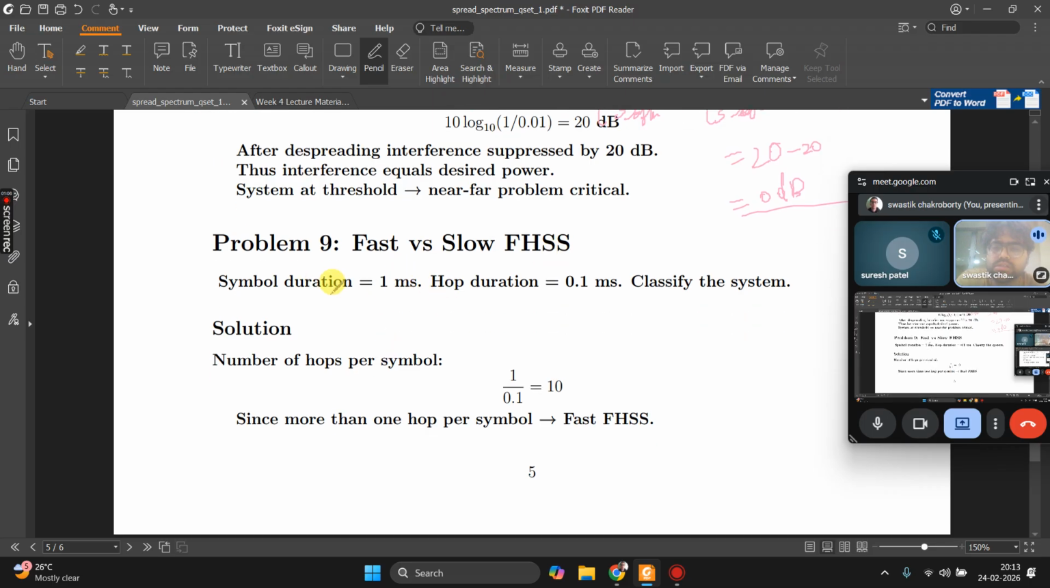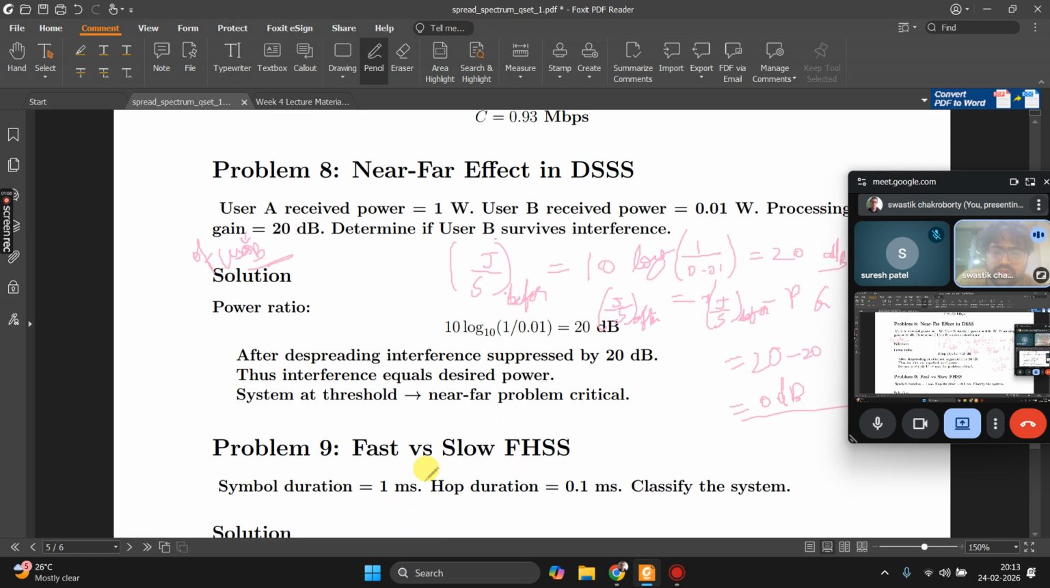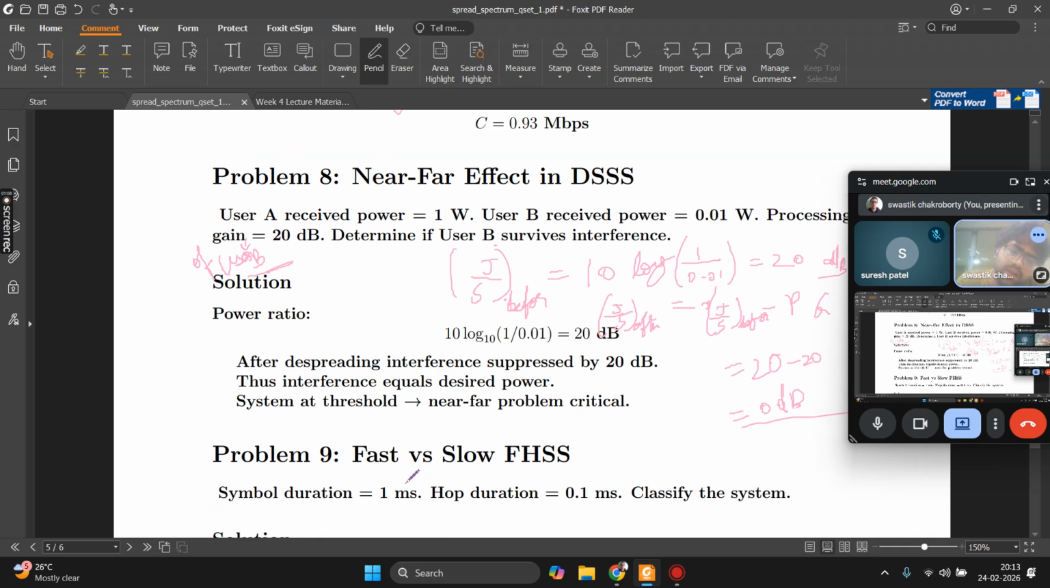So next is fast versus slow. The next problem is fast versus slow FHSS. The symbol duration is 1 millisecond and the hop duration is 0.1 millisecond. So a symbol lasts 1 millisecond, but the frequency is changing every 0.1 millisecond. Is the system fast or is it slow? What will be the answer?